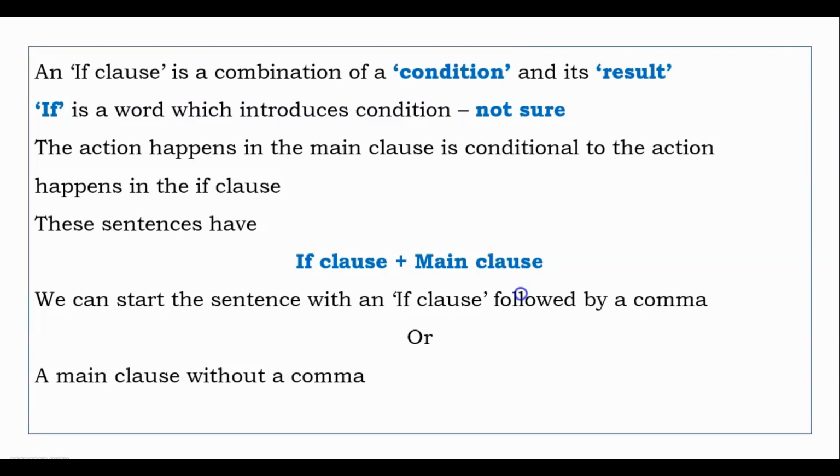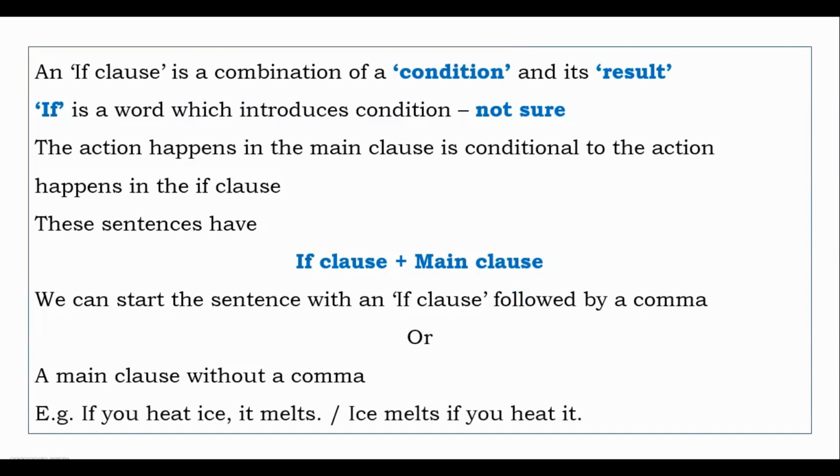Okay, let us look at the example. If you heat ice, comma, it melts. Ice melts if you heat it. There is no comma in the second sentence because we have started our sentence with a main clause. Okay, we can write in either way, not an issue.